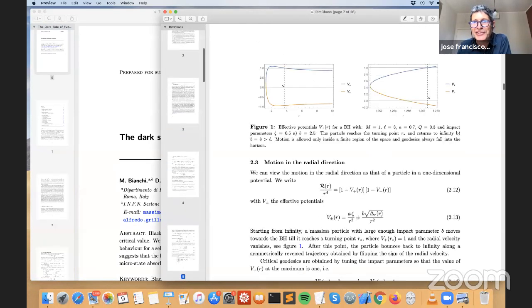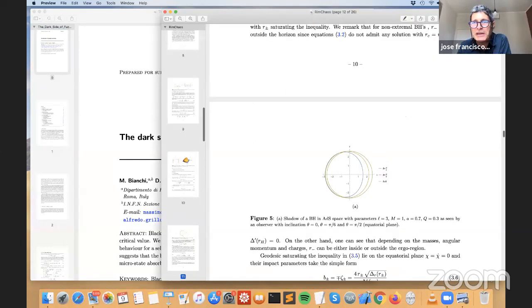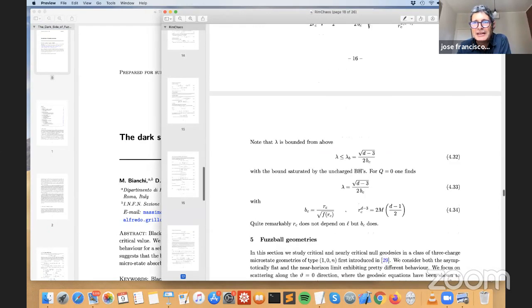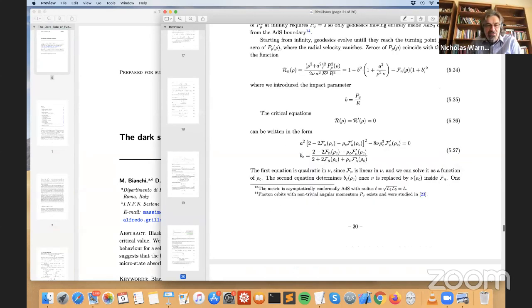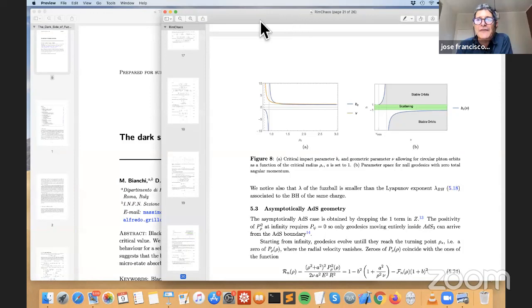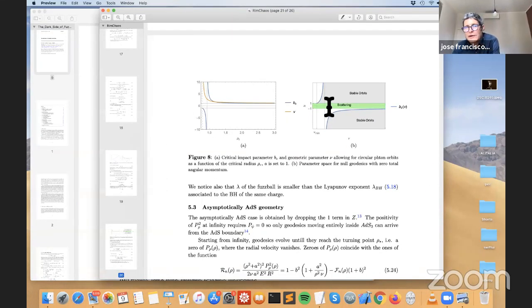Let me just show this picture of asymptotically AdS geometry. Yeah, that's the question I also had. Okay, here is the graph, for example. What I draw now is the various regions for asymptotically AdS geometry. You see, the scattering region is this green band here.